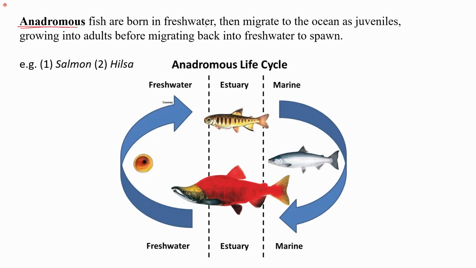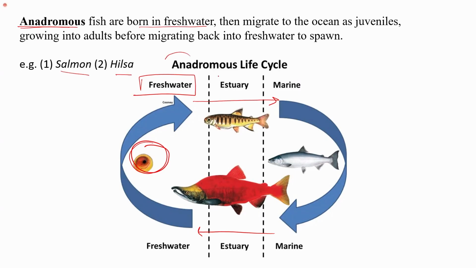where the fish are born in the fresh water. So the life cycle starts in the fresh water, then they move to the marine water as an adult, as in juvenile, growing into the adults, and they finally move from marine to fresh water again to spawn. For example, salmon and hilsa.